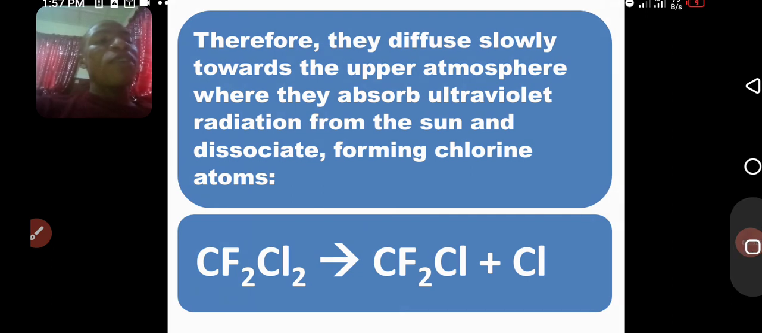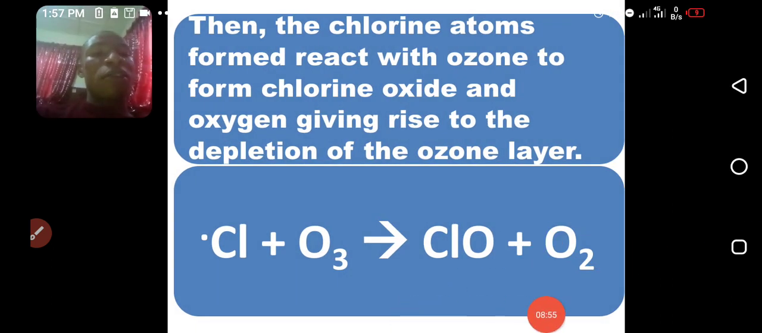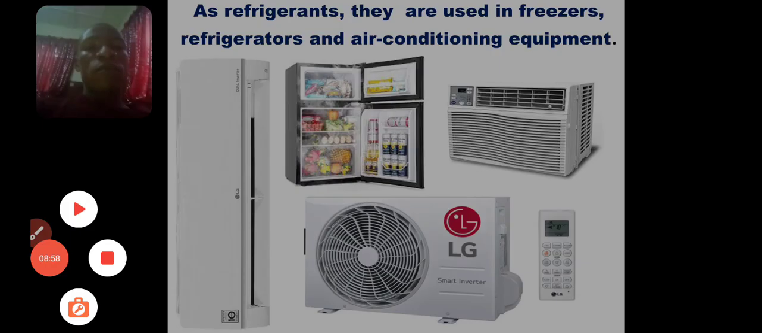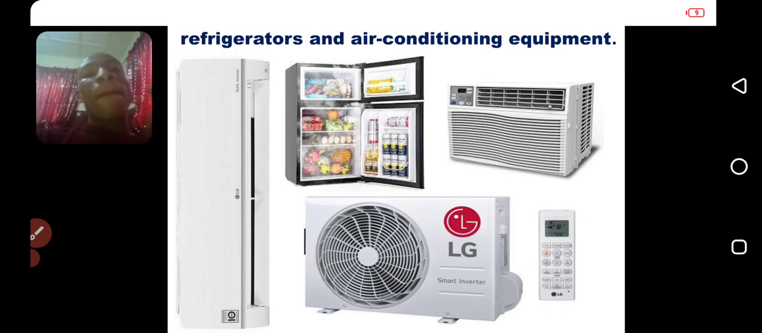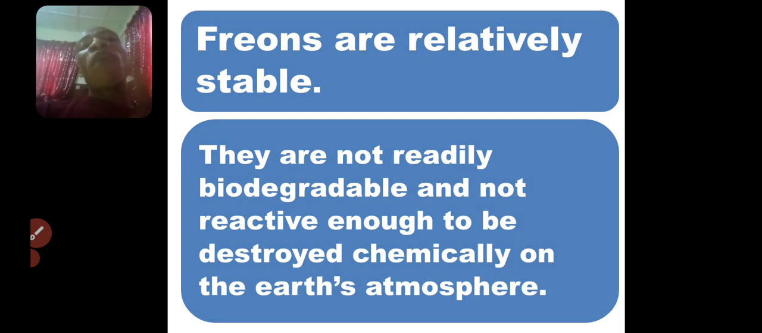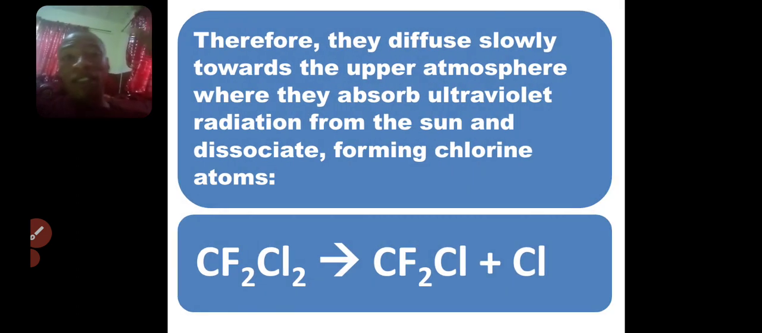And you know what they are going to cause? They are going to cause depletion of the ozone layer by the following mechanisms. Number one, they are very stable, so they will not get decomposed on the Earth, and they will not react with anything on the Earth. So they will slowly move up to the stratosphere where the ozone layer is located, and then they absorb ultraviolet light from the sun and split up into atomic chlorine.